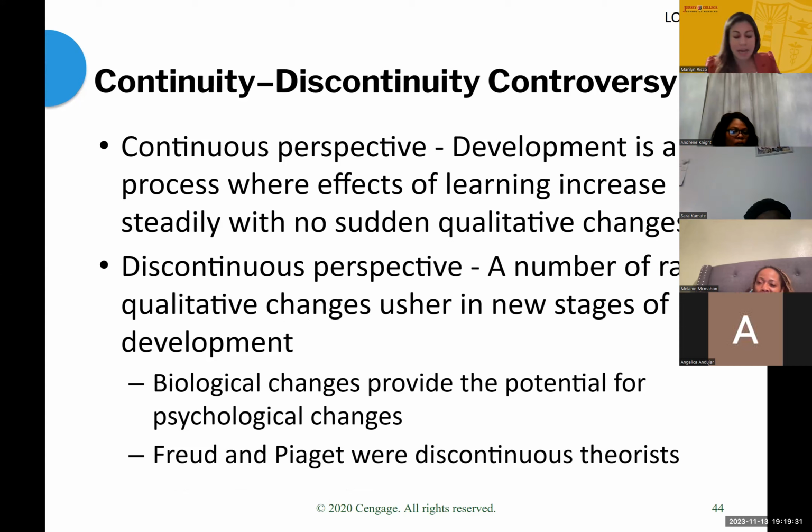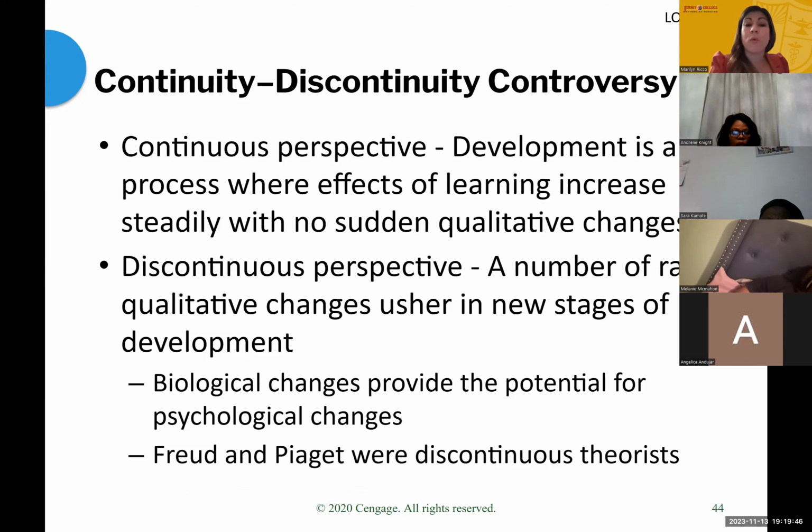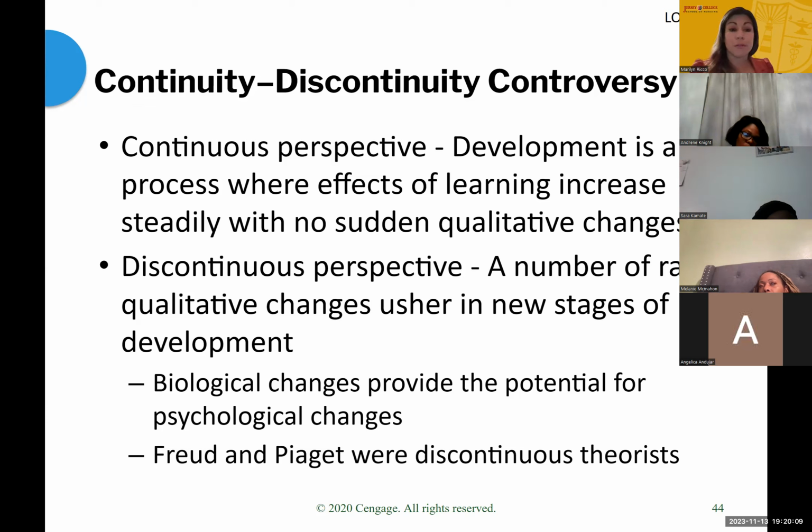So the continuous perspective is that you drive down the same road and you see the same thing and there's nothing new happening, no changes. That doesn't really happen in life, right? We're really more, we live in the discontinuous perspective where a number of rapid qualitative changes happen in your life that usher in new stages of development. Typically, not everybody is going to stay on that continuous perspective where there's absolutely no change, right? There's always going to be changes. It may happen in spurts throughout your life. It may take a long time before the next one happens, but most people undergo a numerous amount of discontinuous perspectives. And the biological changes provide the potential for psychological changes. And Freud and Piaget were discontinuous theorists.